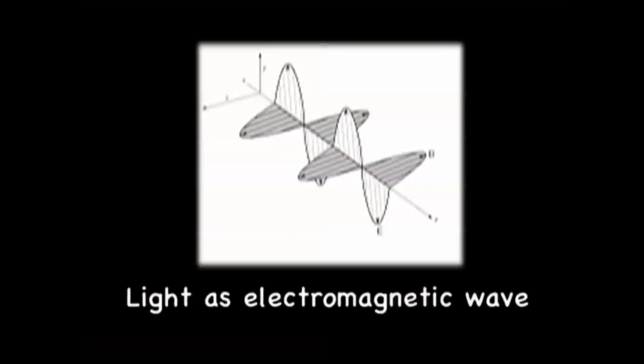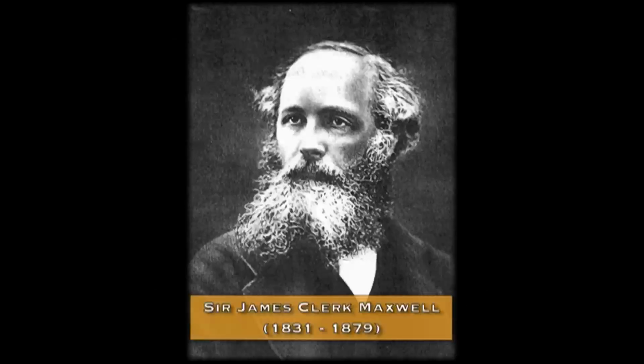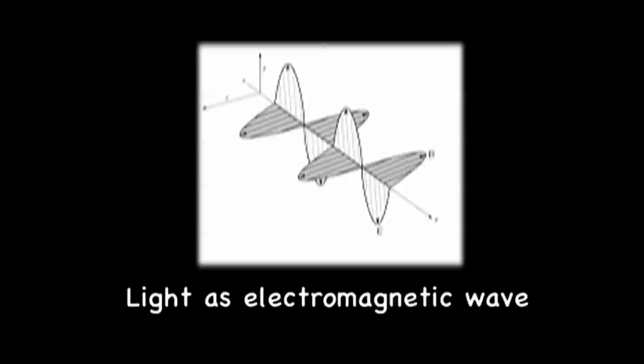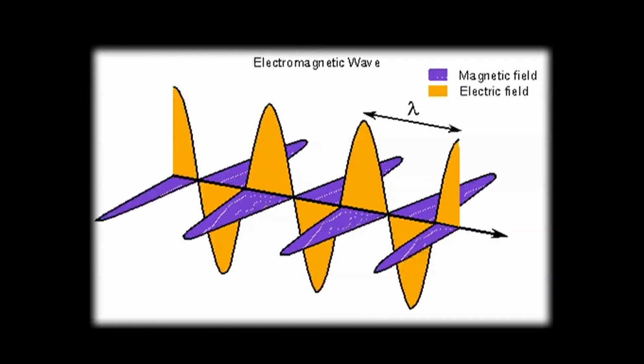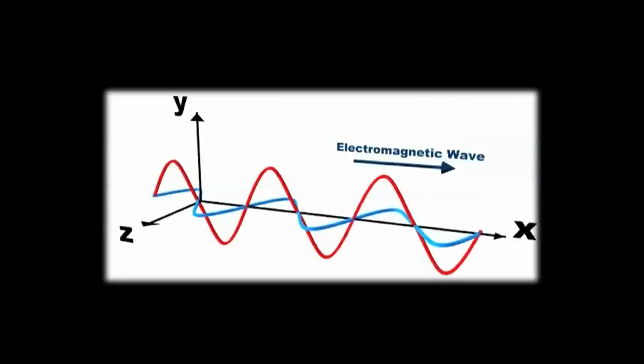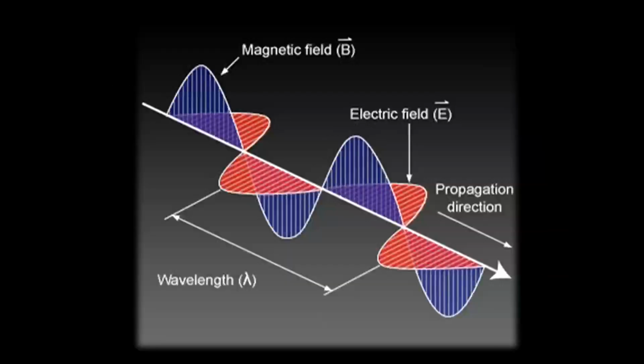Now, visible light is an electromagnetic wave, a term coined by Sir James Maxwell, who said that it is made up of two components. As you look into the figure, you will see that there is an electrical component which vibrates in the x direction, and a magnetic component which vibrates in the y direction. The propagation of this wave happens perpendicular to both these directions.